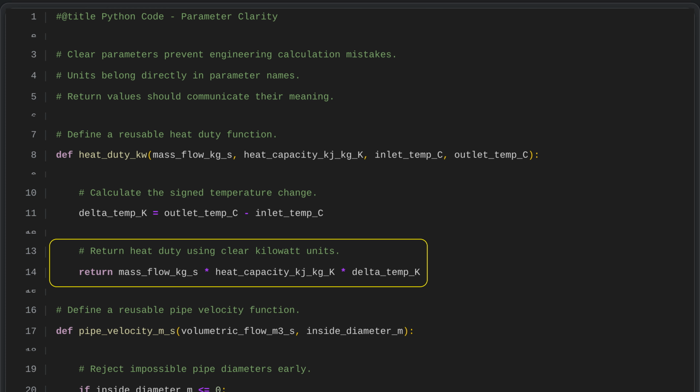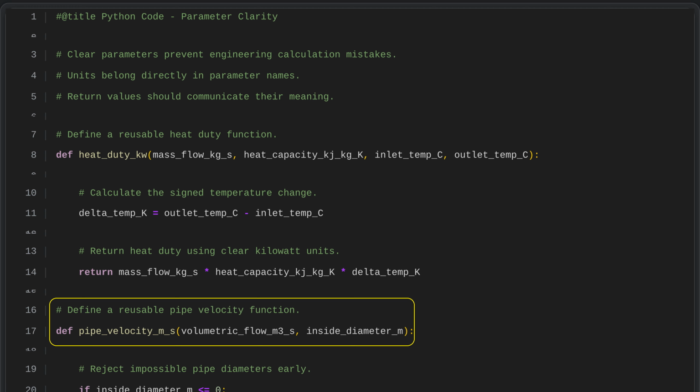The function calculates heat duty in kilowatts by combining mass flow rate, heat capacity, and temperature change. The result represents the rate of energy transfer, giving a useful engineering measure of heating or cooling demand.